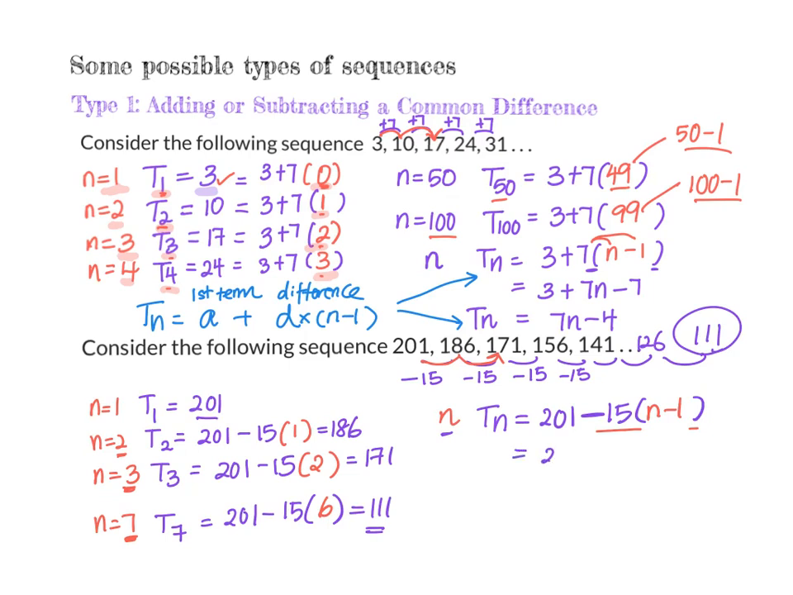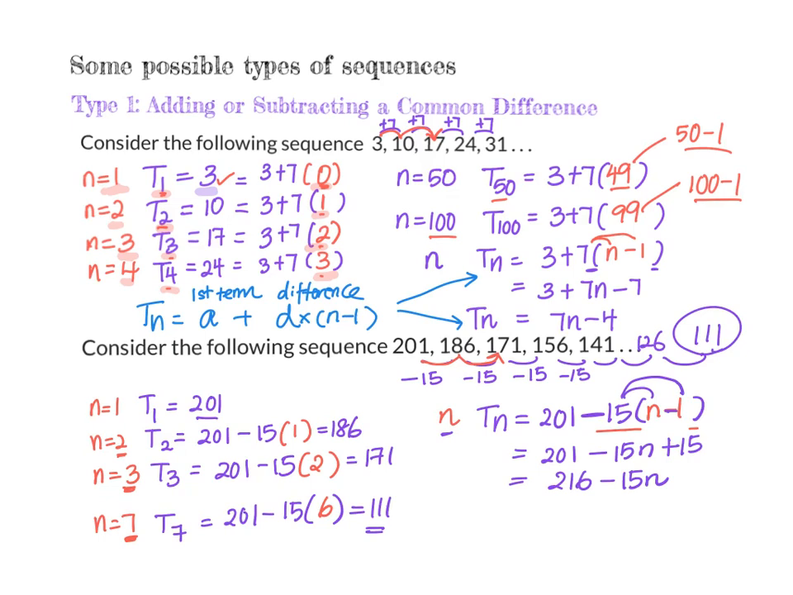And I'll get 201 minus, subtract 15 groups of n, negative times negative, subtract negative 15 groups of negative 1, that gives me plus 15. And I'll get the answer to be 216 subtract 15n.